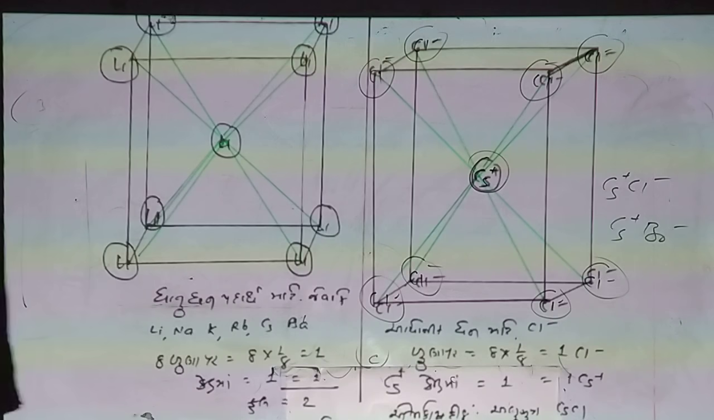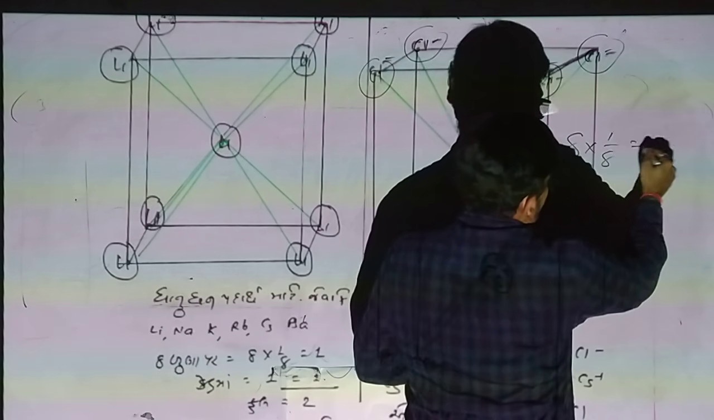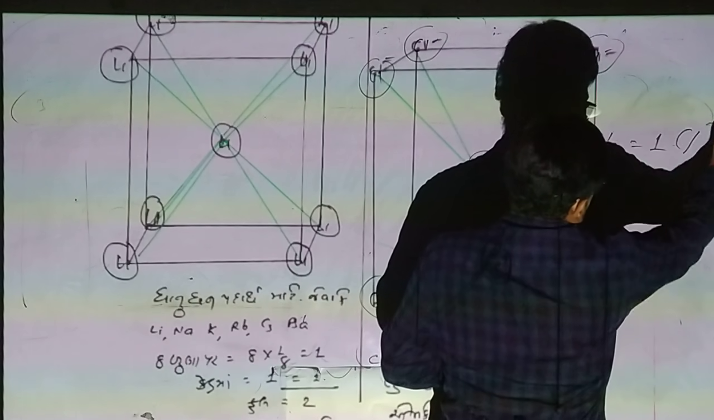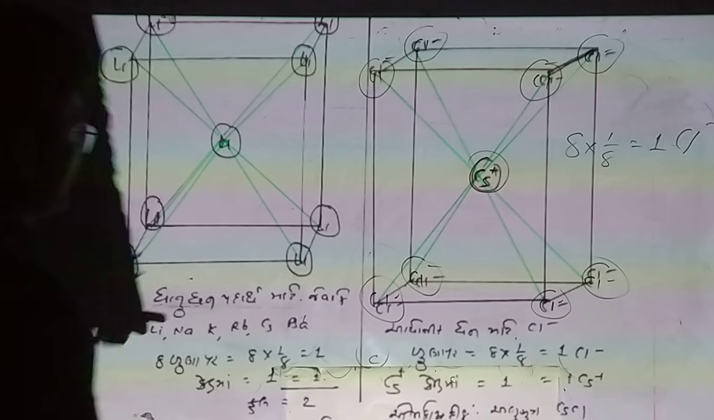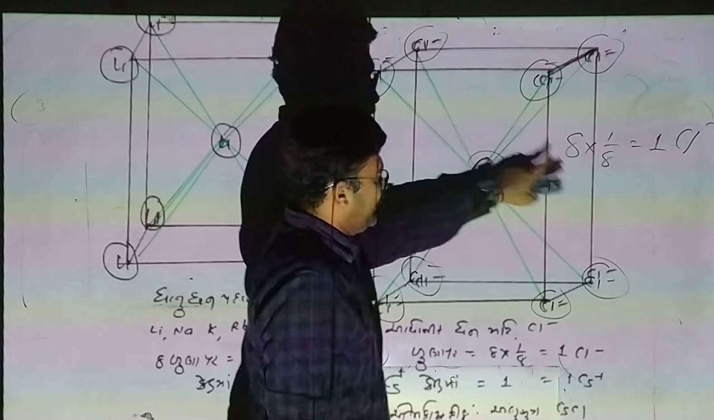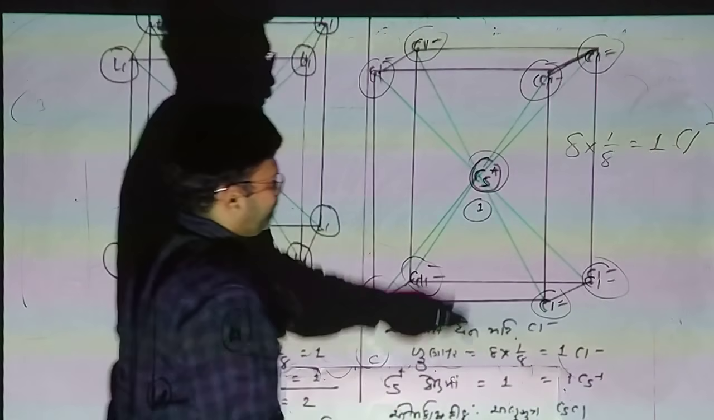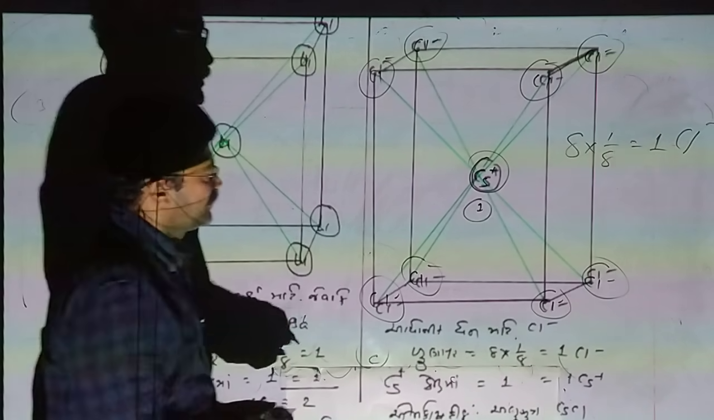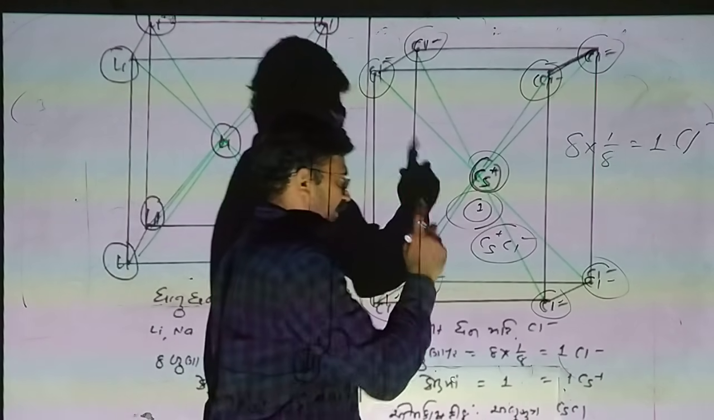Due to the corners, 8 times 1 by 8, so there is one chloride ion. Cesium is individual, it is not shared with another. So one positive radical and one negative, so the number of molecules is 1.